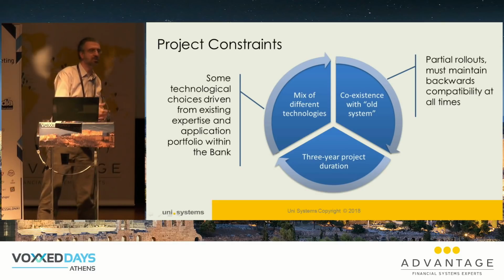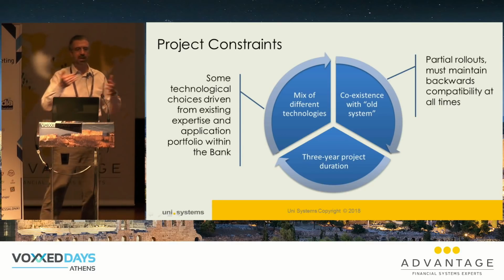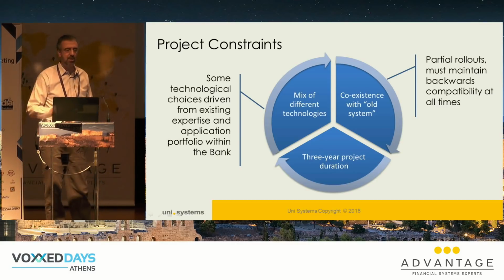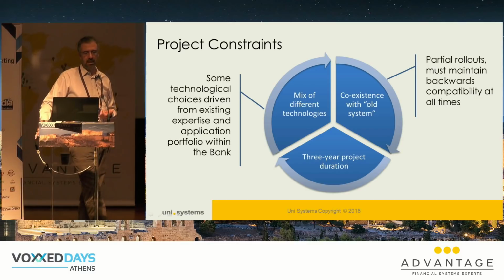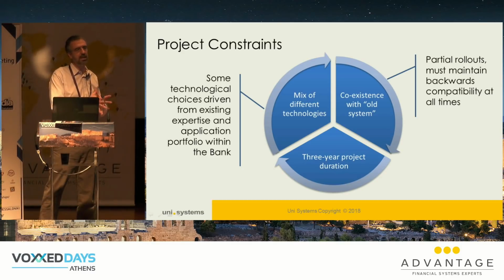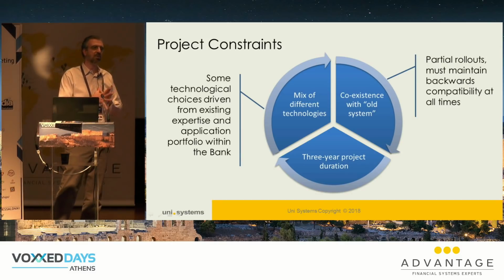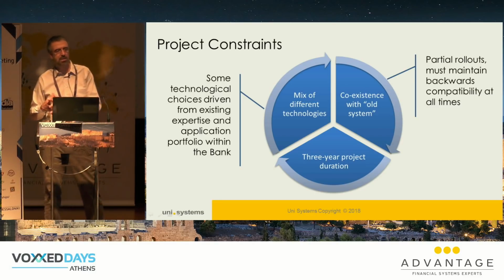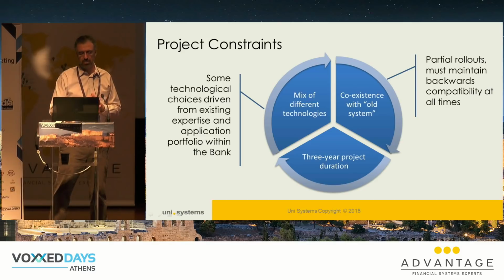So you have to do partial rollouts. But when you do partial rollouts, it means that some things are going to be done with the old system, some things with the new system. So at all times, you have to be backwards compatible. And also, there were some technological choices that were dictated by the existing expertise of the bank. You will see in later slides that the architecture is a combination of Java and .NET. The reason for that is that the bank had some .NET expertise, and they wanted to leverage that. And there were some applications that were already built using .NET. Then again, for some other parts of the system, it turned out that Java was a much, much better choice.